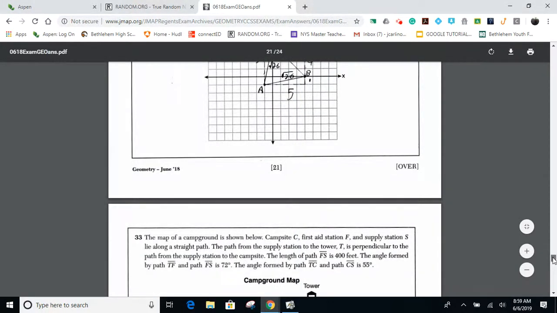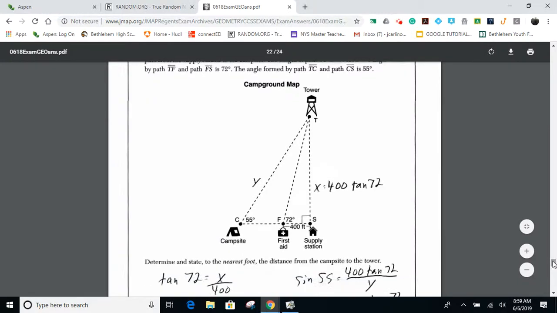Okay, tell me what you did here so I can correct it. So I started with the cosine of 72 equals adjacent over hypotenuse. So you found TF. Yeah. Okay, so you did cosine of 72 equals 400 over x, y, z, whatever variable here, that found TF. Okay, got it. Go ahead.